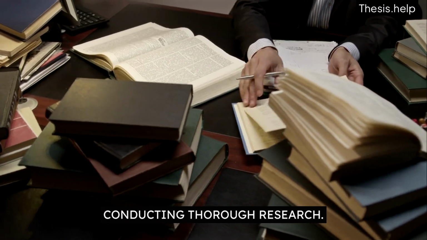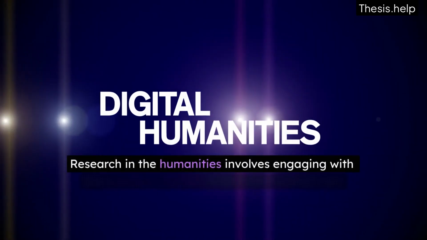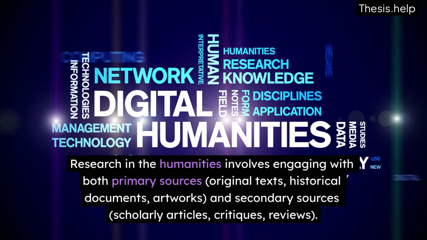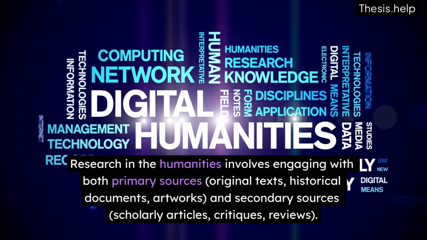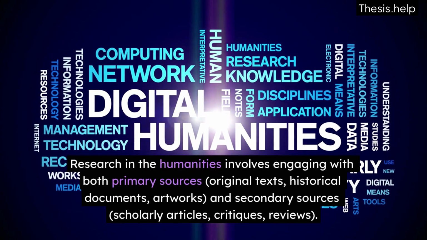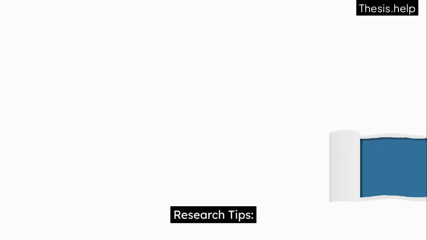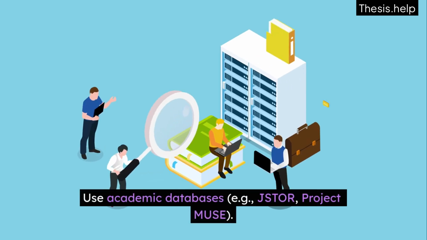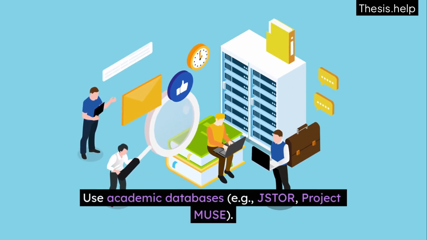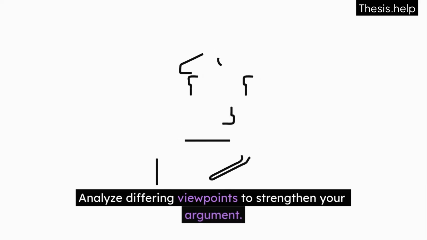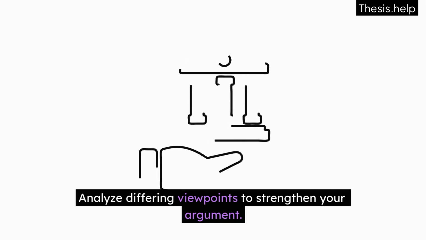Conducting thorough research. Research in the humanities involves engaging with both primary sources, such as original texts, historical documents, and artworks, and secondary sources, such as scholarly articles, critiques, and reviews. Research tips: use academic databases, for example JSTOR, Project MUSE. Keep detailed notes with proper citations. Analyze differing viewpoints to strengthen your argument.